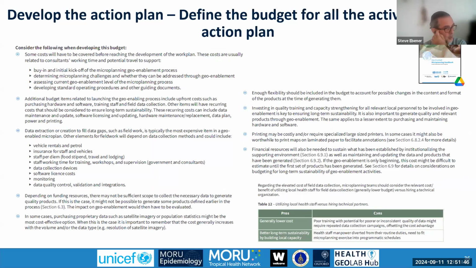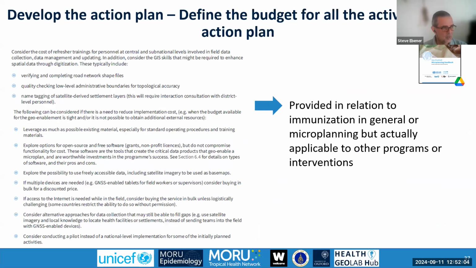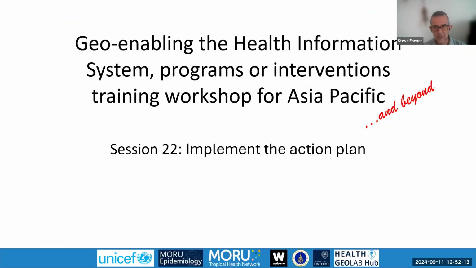And you also have considerations in the Geo-enabled micro-planning handbook. So by looking at these three documents, you should already have a good starting point of the things that you should be thinking about and including in your budget. So this is the other part, again, related to immunization, but applicable to any other programs or interventions.